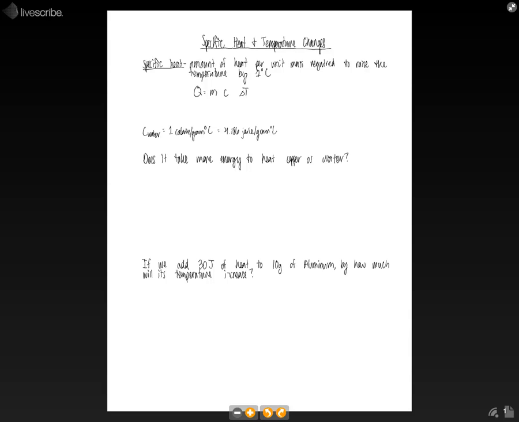And the equation that we use in problems with specific heat is Q is equal to mc delta T, where Q is the amount of heat added or lost, m is just the mass, c is our specific heat, and delta T is the change in temperature.